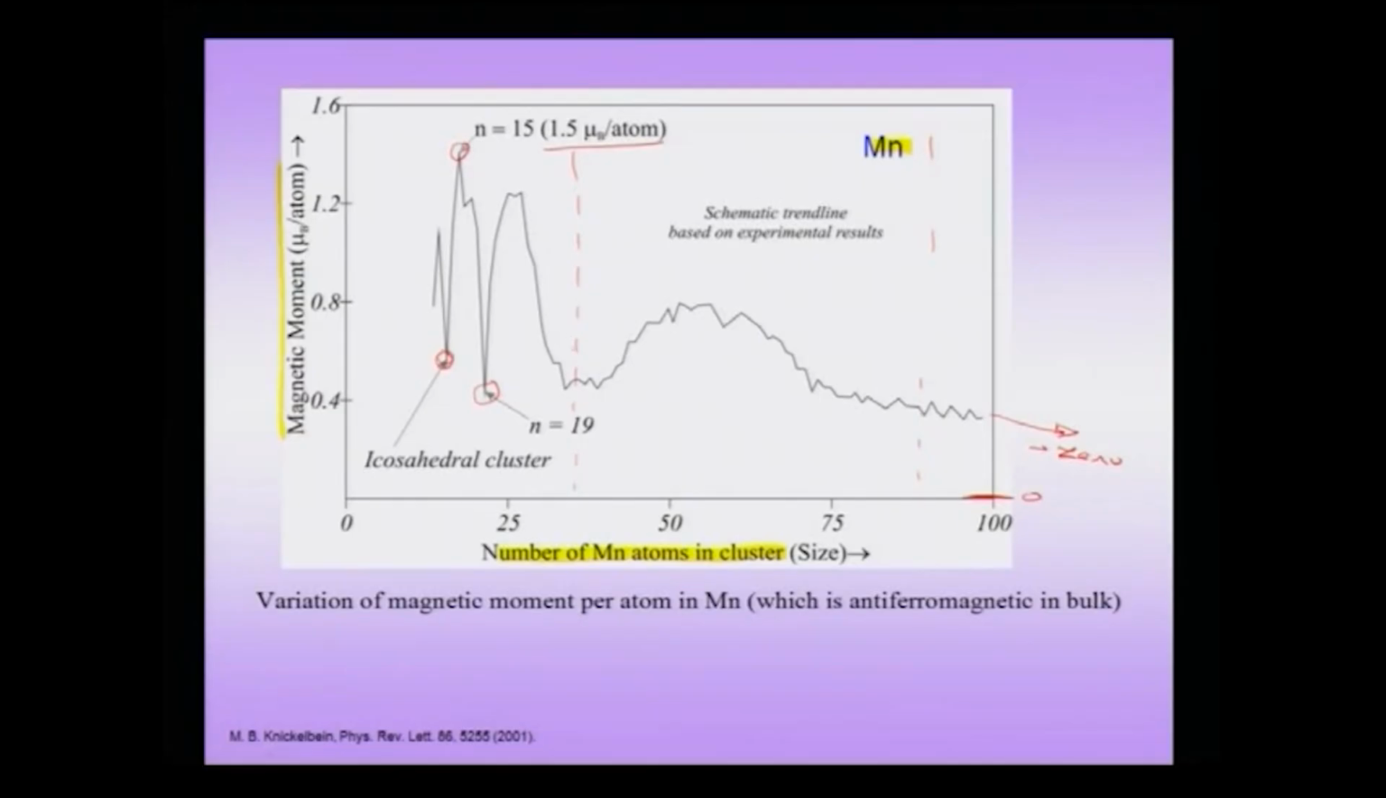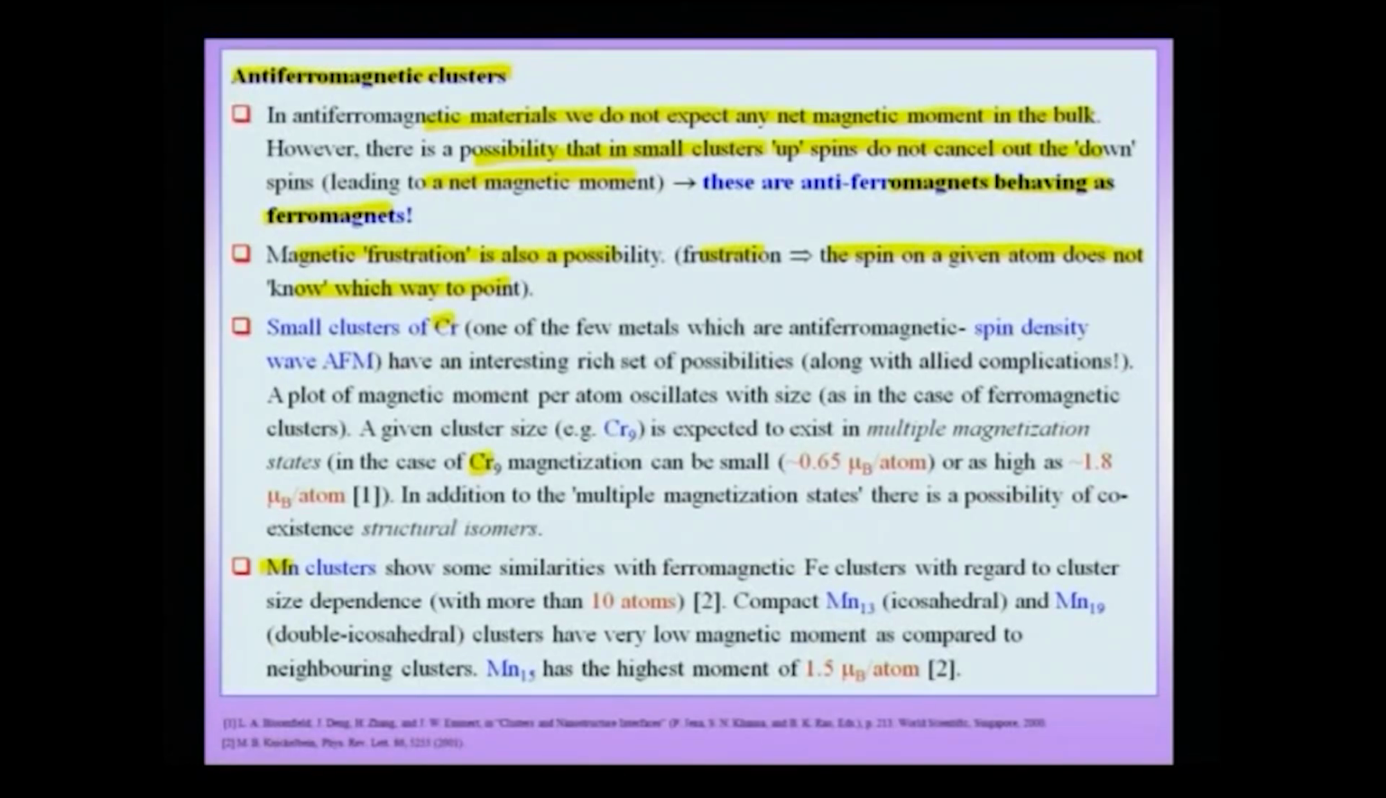But these oscillations tend to die down when you approach the large cluster regime, and then of course you obtain the bulk limit, wherein you ultimately get a zero magnetic moment. Now, manganese clusters show some similarities with ferromagnetic iron clusters with regard to the cluster size dependence, and this is in the regime of more than about 10 atoms.